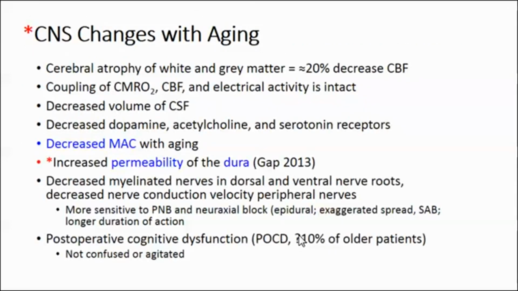There are CNS changes with aging. The one that was a gap in knowledge a few years ago is there is increased permeability of the dura. So the dura itself changes, which affects the anesthetics. I don't know that I would have gotten that question right either.